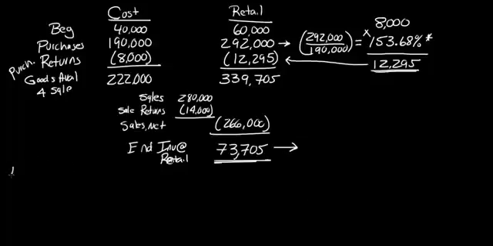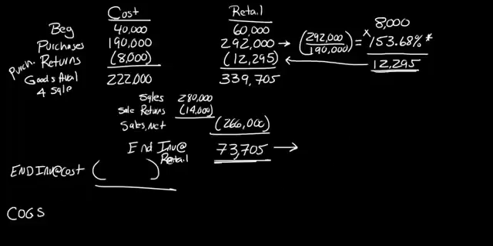Okay, so now what we need to do is convert this number back to a cost number so we can calculate an ending inventory at cost. Then if we subtract that ending inventory at cost from our goods available for sale, that will give us our cost of goods sold for the period. Now, how do we convert this back? Well, we use the same methodology that we used before. We're going to look at the cost to retail percent. So we're going to look at the 222,000 all over the 339,705.